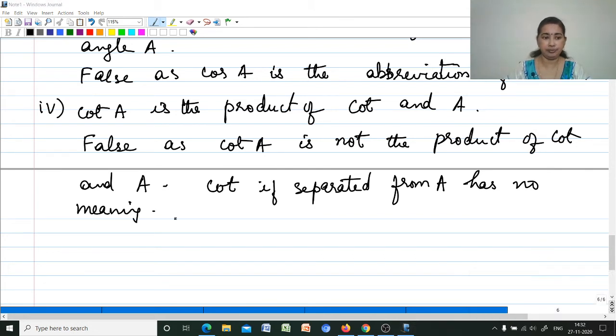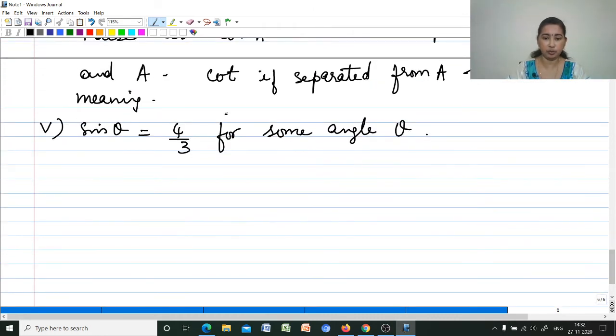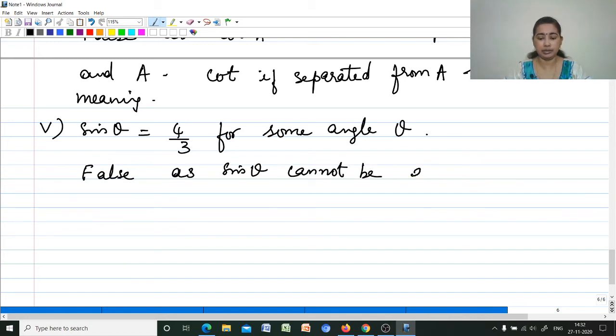Now, fifth question there, sin theta is equal to 4 by 3 for some angle theta. Sin theta cannot be greater than 1. So this also is false, as sin theta cannot be greater than 1.